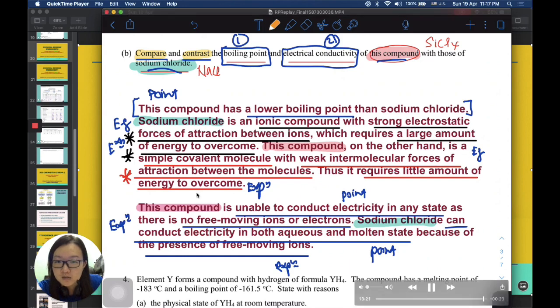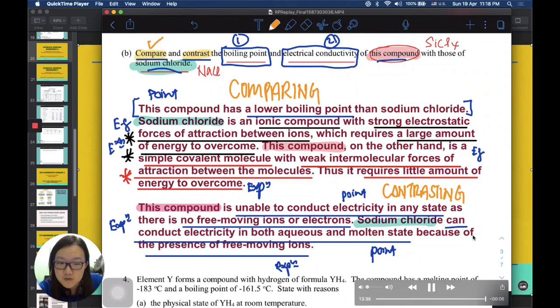And to really link back to this part, if you are a very good humanities student, you will immediately spot this after I do all this. This first paragraph is a comparison, comparing the boiling point and electrical conductivity of this and this. And then the second paragraph is contrasting.